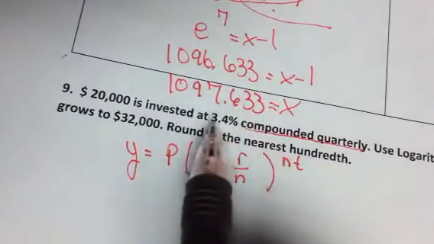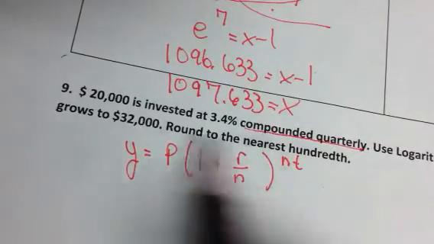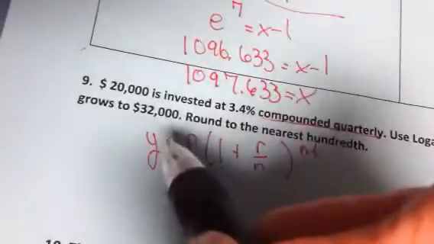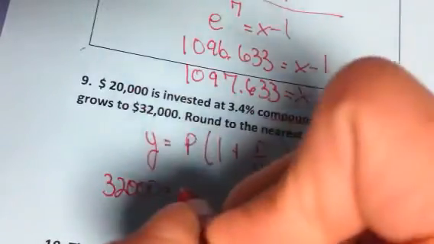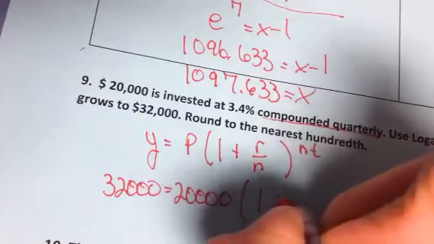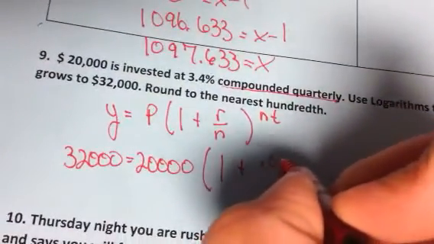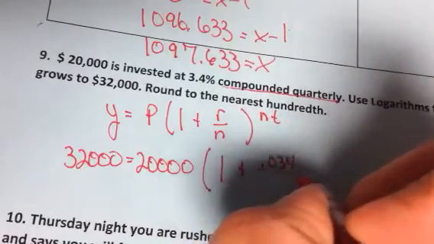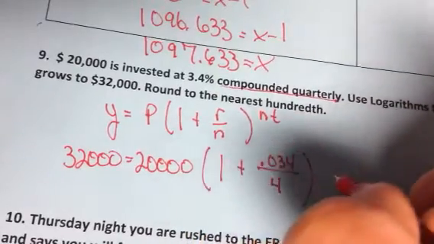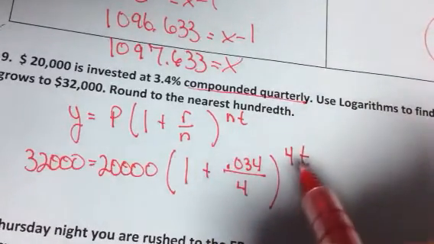So 20,000's invested at this amount compounded quarterly, and we're going to use logs to figure out how many years until the fund is 32,000. So 32,000 will be the y. P is the initial amount, that's 20,000. You're going to have your 1 plus your rate. Your rate is 3.4% as a decimal, that's 0.034. Compounded quarterly, that's the n, that's 4. And then the 4 is going to appear again with t. So our job is to solve for t.